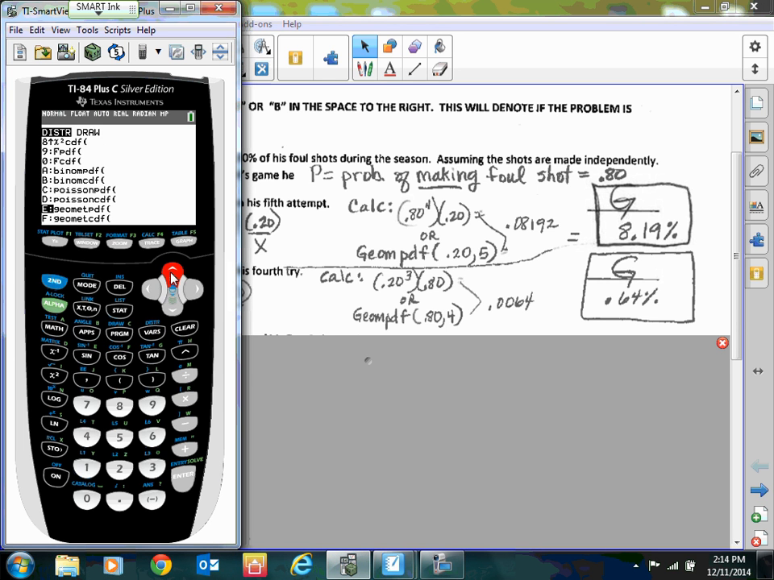Geometric PDF, and then what do I want to happen and when? You want to make it, which is 80%, on the 4th try. Okay, sorry. So, geometric PDF, I want to make it on the 4th try. And there it is, 0.64. Okay, so not very likely. You're going to be making it before the 4th try, probably.